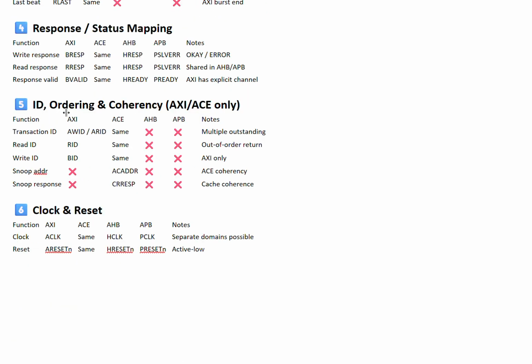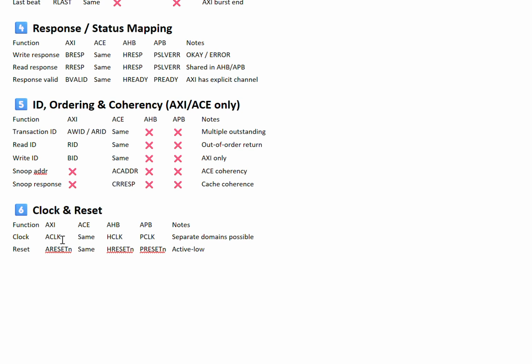Moving on to the ID, ordering and concurrency aspects. For transaction ID, we have AWID and ARID here. In case of AHB and APB, we do not have any kind of ID support. We have RID and BID as well for the read and write ID, and we do not have any such support for AHB and APB. Coming to the snoop address, we have the ACADDR signal in case of the ACE protocol, and for snoop response, we have the CRRESP. This is only supported in the ACE protocol.